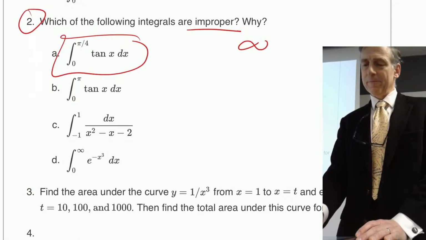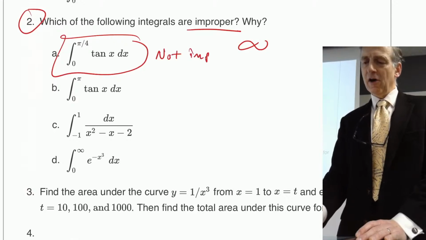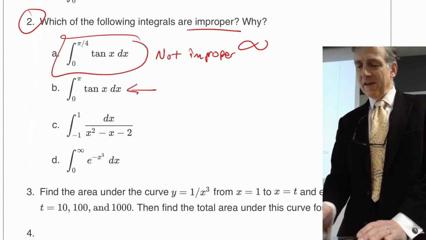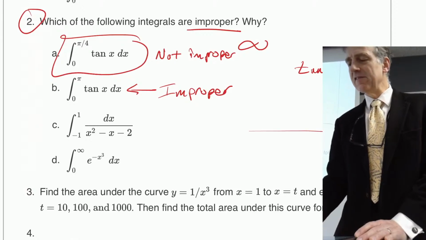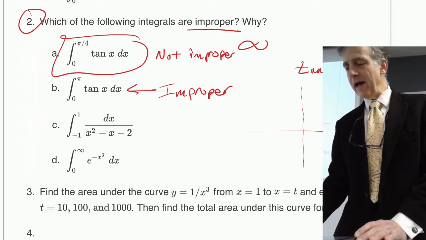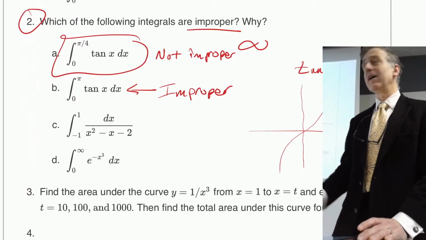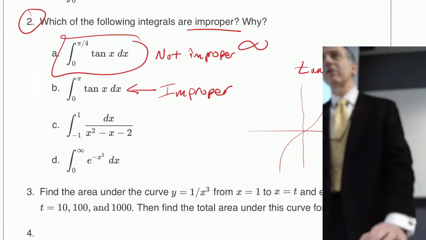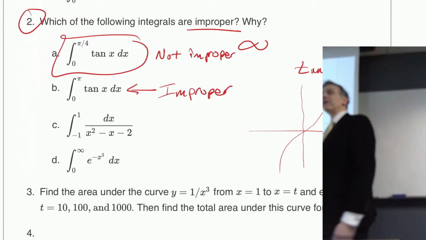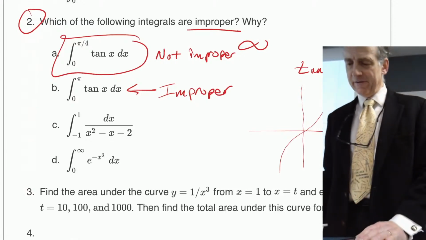This one is not improper. There is no infinity anywhere. But this one is improper. And the reason why we know this is improper is because if you remember, the tangent of x has asymptotes at all of the right angles. Here's what the graph of tangent of x looks like. And so you have this place where the limit as tangent goes towards pi over 2 is either positive or negative infinity, depending on which side of the axis you're on.